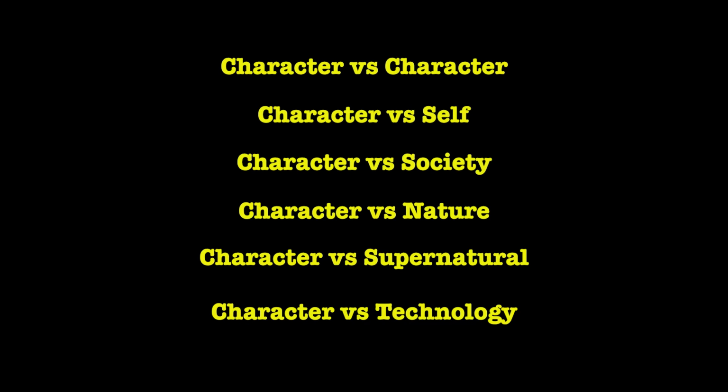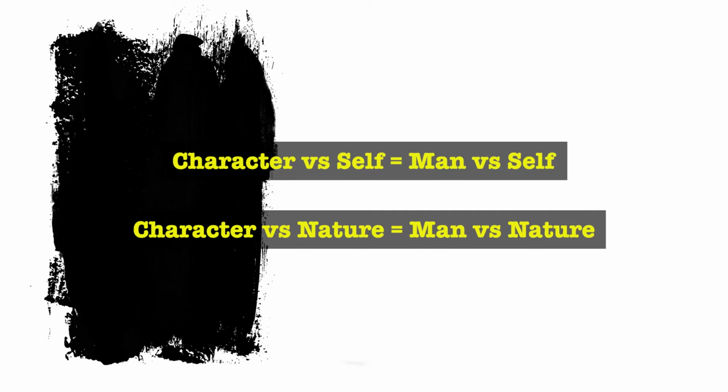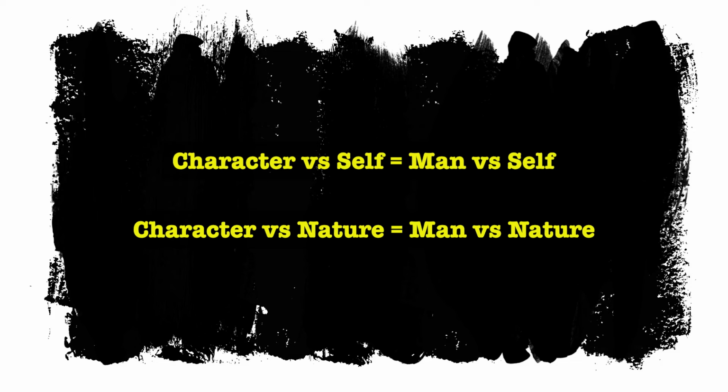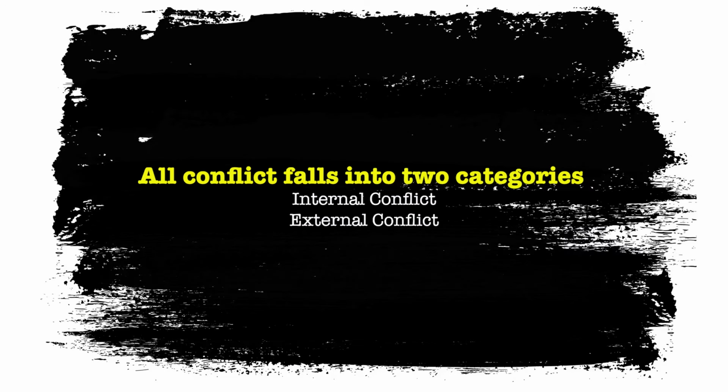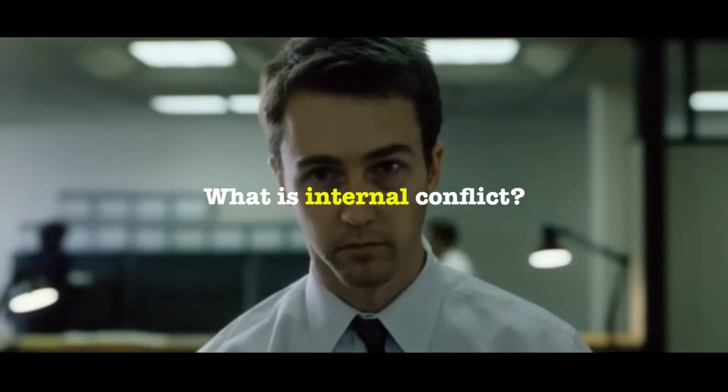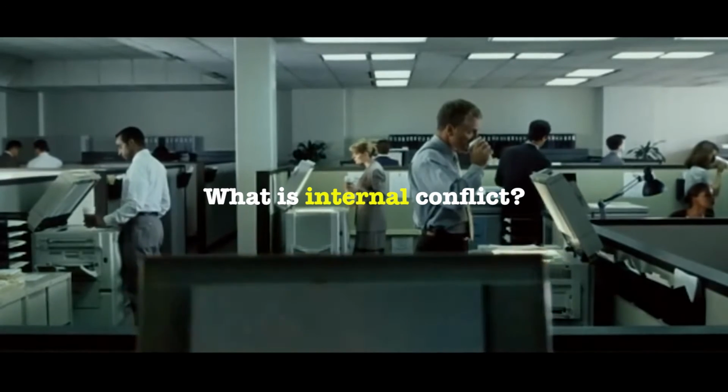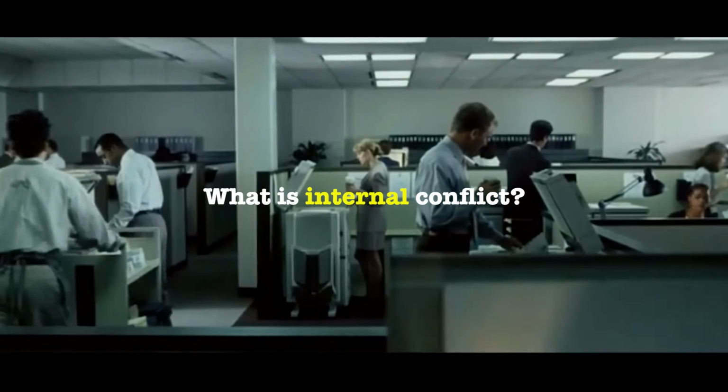You may hear the word character be interchangeable with the word man, like man versus self or man versus nature. Now, you'll notice that each type of conflict I just named falls into two categories, and that's either internal or external conflict. Let's talk about internal conflict first. So, internal conflict is when your character struggles for something within themselves. It can be a belief or some type of desire.